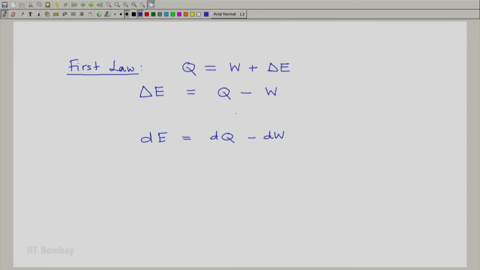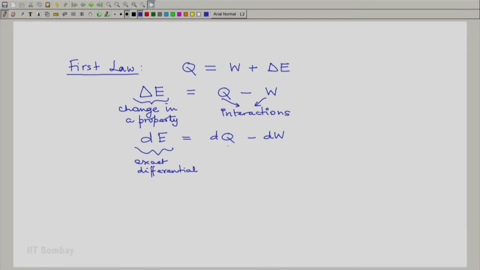It is important to note here that in this form, delta E is Q minus W, delta E is change in a property, whereas Q and W are both interactions. In the second form, which is a differential form, dE is an exact differential, whereas dQ and dW are both inexact differentials. This should be remembered.